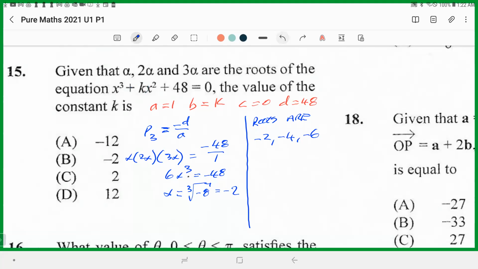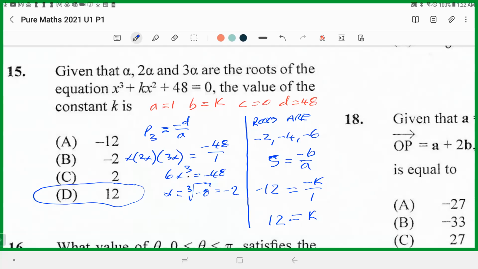K relates to the sum of the roots. Remember, the sum of the roots equals minus b over a. So the sum of the roots is negative 12. Negative 12 is the sum of the roots, equal to minus k over 1. So therefore, k equals 12. So then it says k equals 12.